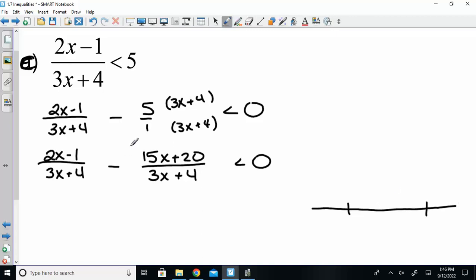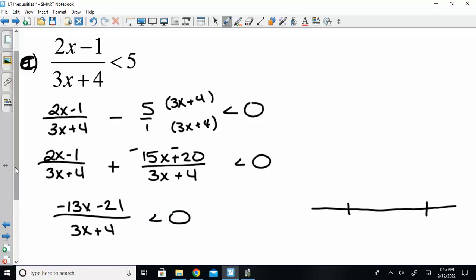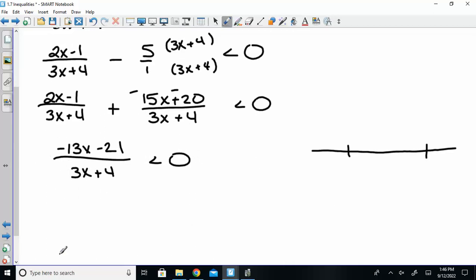Start by subtracting over your 5, multiply it by 3x plus 4 on top and bottom, distribute this negative. So 2x minus 15x is negative 13x, negative 1 minus 20 is negative 21. Alright, so now if we set the top and bottom to 0, we get x to be negative 21 over 13 and a negative 4/3.